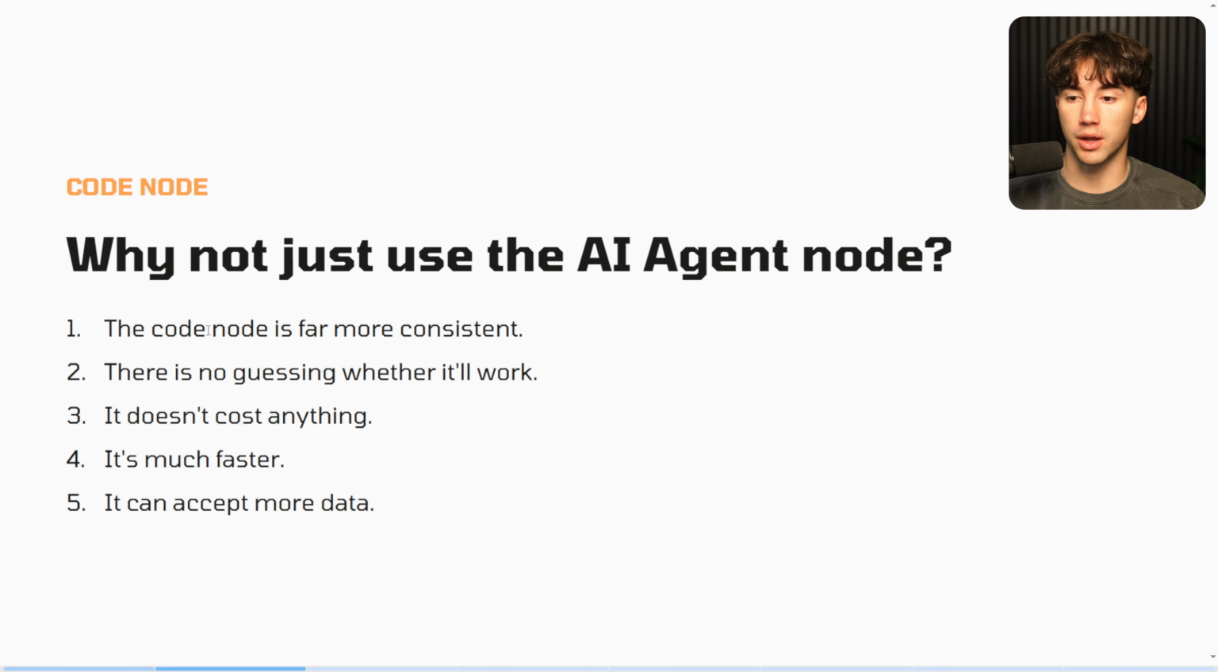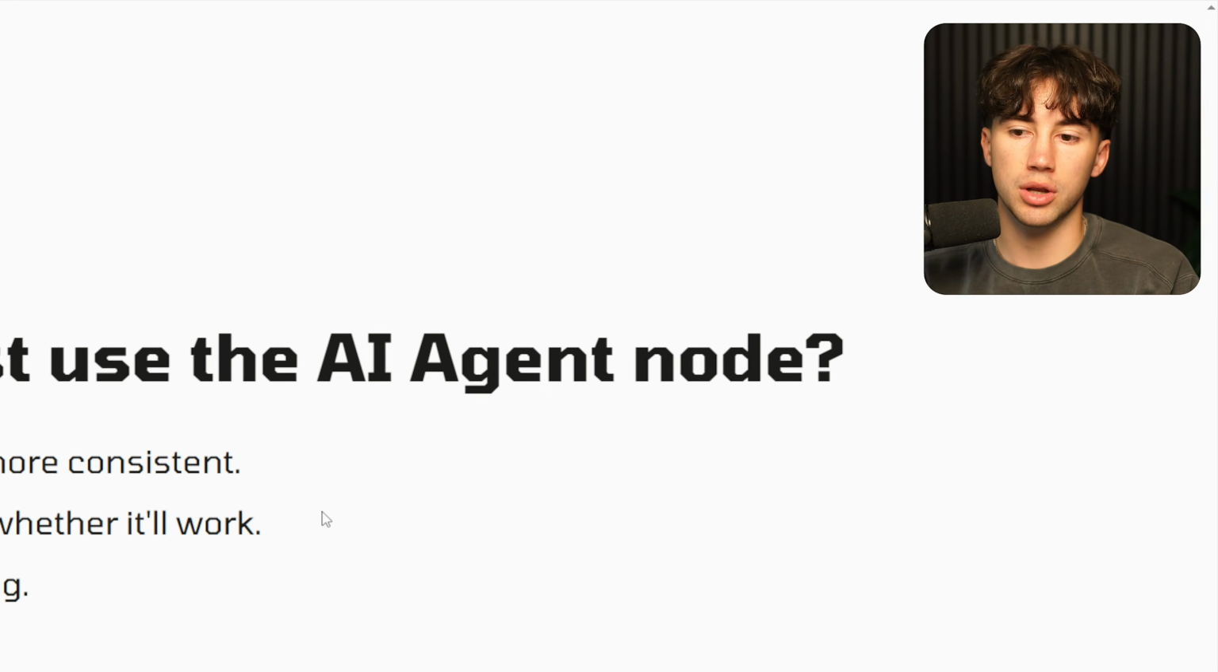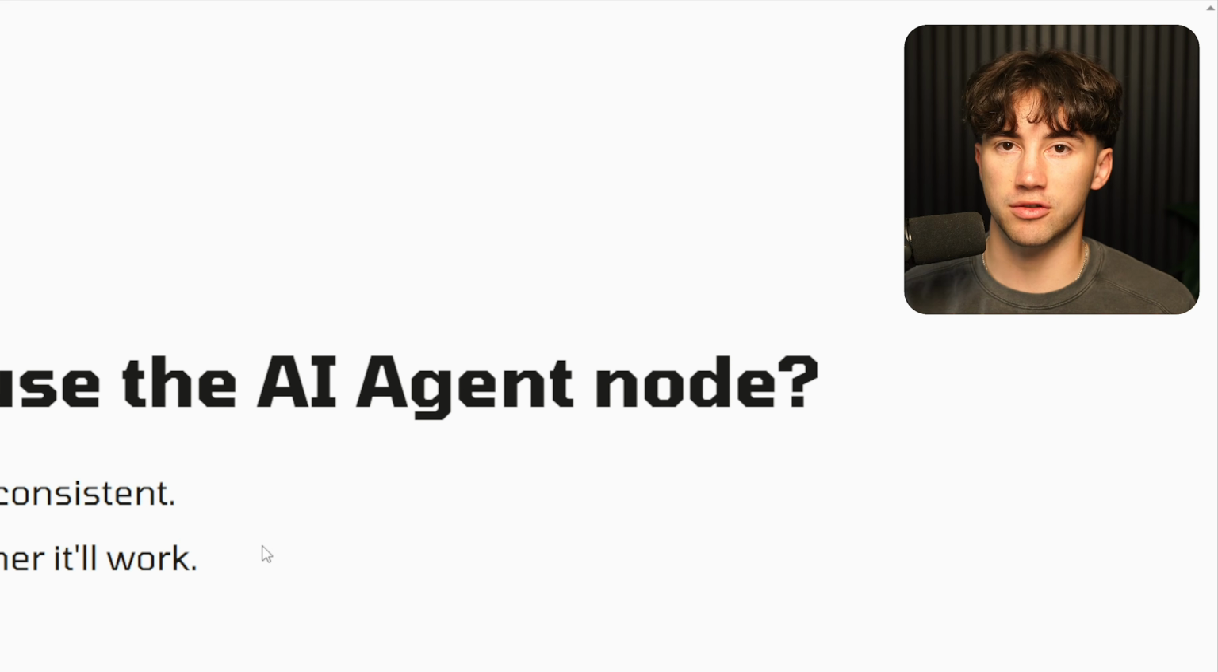Number 1, the code node is far more consistent. No matter what, if I can programmatically get something done in N8N, then I want to do that because it's going to decrease error rate and increase success rate. Number 2, there's no guessing whether it'll work. Bouncing off my last point, usually when you set up a code node to take in a data structure, format the data, transform it, prepare it, clean it, whatever you're doing with it, you're not going to have to guess if it's going to work. You set it up once and it just works.